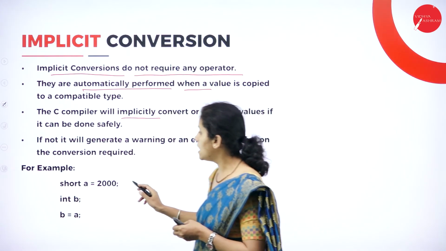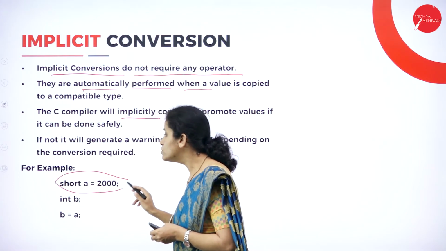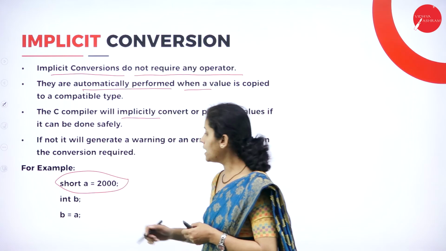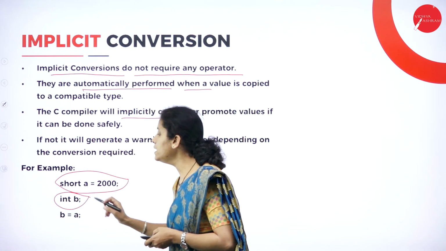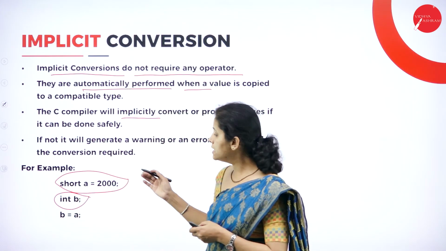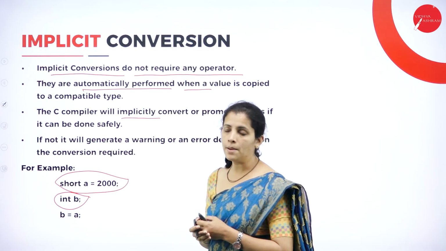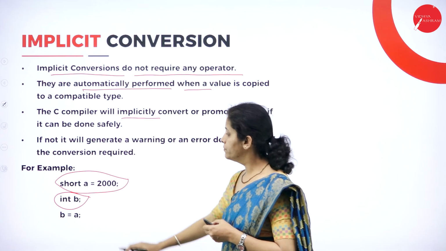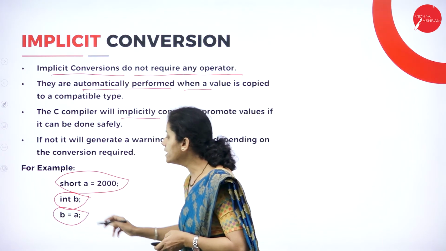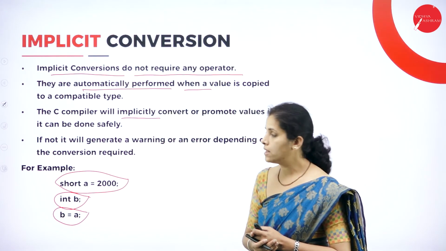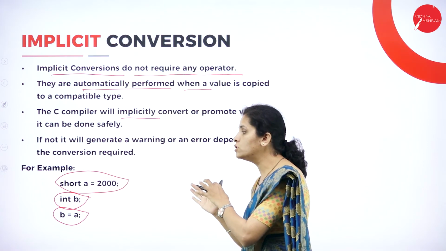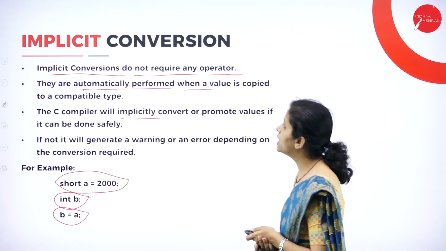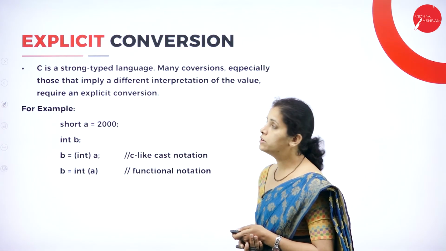So this is the example. I have short a equal to 2000 and I'm going to have int b. So b is nothing but integer type and I want to convert this short to integer. So I'm going to write b equal to a. That means I'm going to convert short to integer and this kind of conversion is known as implicit conversion.